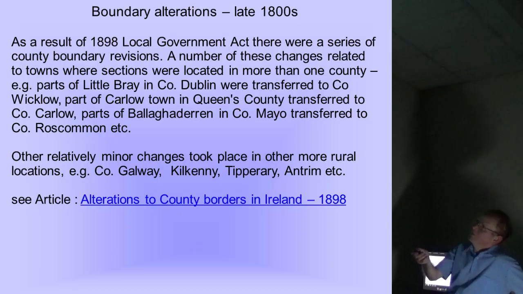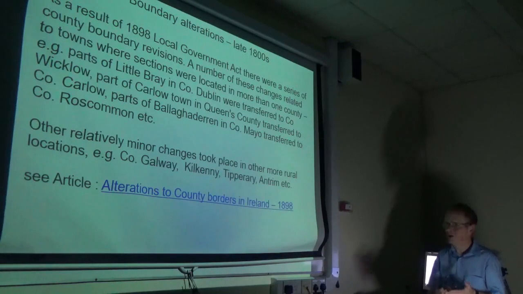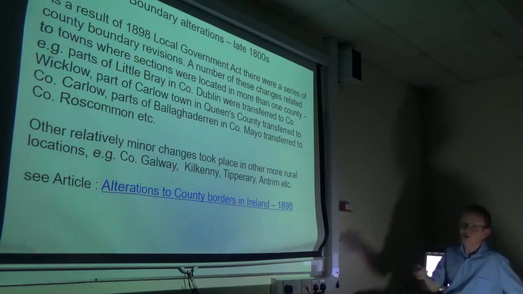And there was also this. I have a link to the alterations due to the Local Government Act in 1898. Most of them seem to be around towns that straddled county borders. So Bray, Drogheda, Ballyragget, places like that were a bit in one county, a bit in another county. They rationalised that. Drogheda is another one.